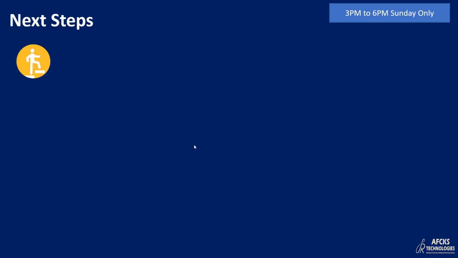Some of the next steps. So the class timing is 3 p.m. to 6 p.m. Sunday only. So it's only a 1 day class, 3 hours. That's the minimum expectation from you to make you a VBA expert.